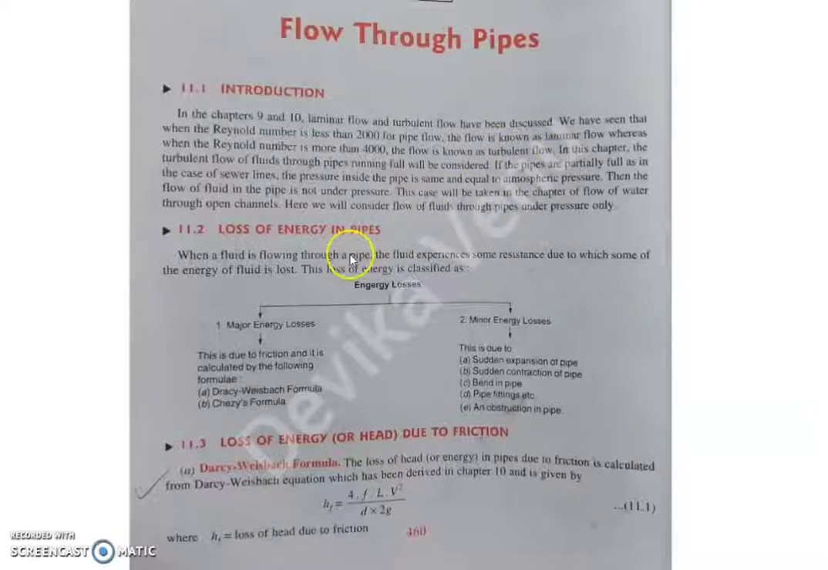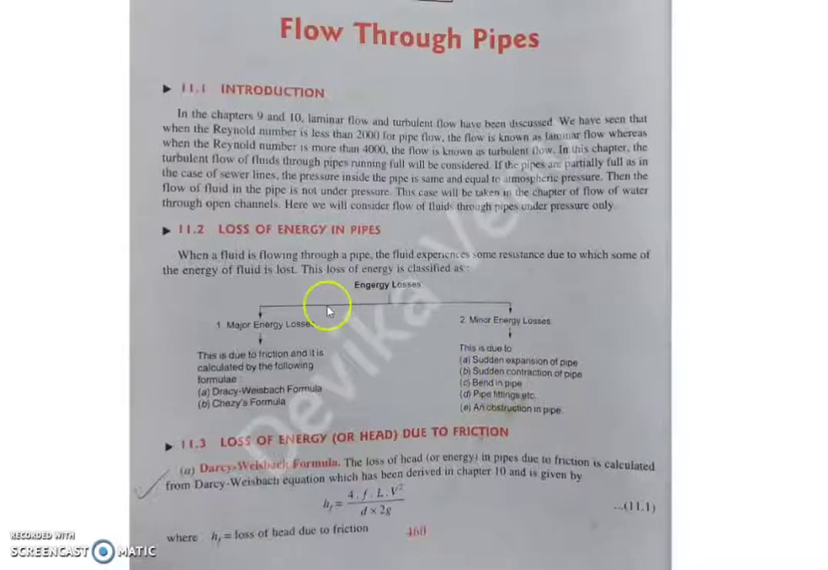Coming to the loss of energy in pipes, the first classification is major energy losses, and the second is minor energy losses. The major energy loss which happens in the pipe is only due to friction. So the frictional losses in a pipe are said to be the major energy loss. Whereas the minor energy loss is divided into different types: sudden expansion of pipe, sudden contraction of pipe, a bend in the pipe, pipe fittings, or an obstruction in the pipe. These are all causes of minor energy losses.